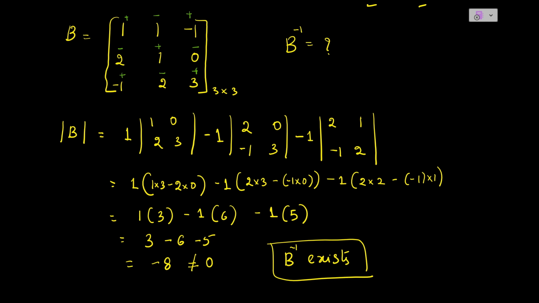Did you understand, students? So now to find B inverse, first we have to find the cofactor matrix, then the adjoint matrix, and apply the formula. Okay. Now let us find the cofactor matrix, students, for B.